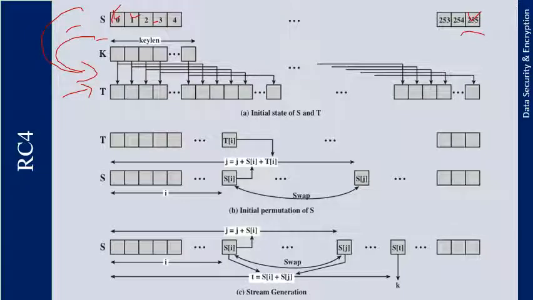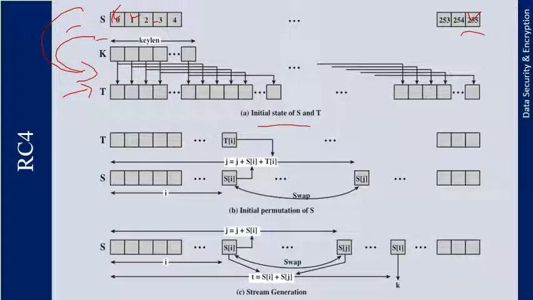Otherwise, for a key length less than S, the set will be taken from K and copied to the set T. Then K is repeated as many times as necessary to fill out T. Next, you will use the set T to produce the initial permutation of S.